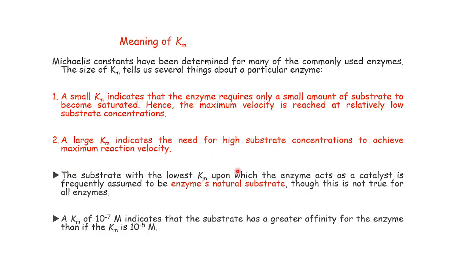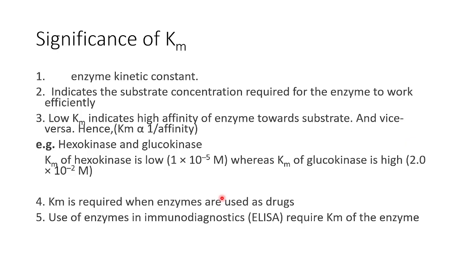Now, the substrate with the lowest Km upon which the enzyme acts as a catalyst is frequently assumed to be the enzyme's natural substrate. This is not true for all enzymes. A Km of 10 to the power minus 7 molar indicates that the substrate has greater affinity for the enzyme than a Km of 10 to the power minus 5 molar. So a lower Km means the substrate has greater affinity.